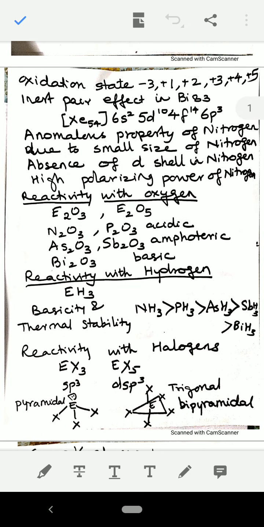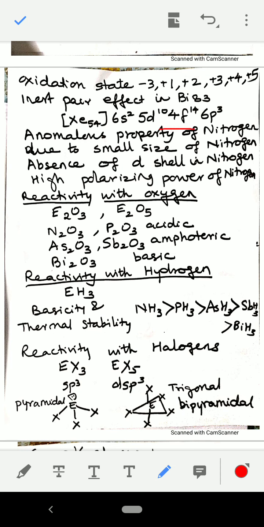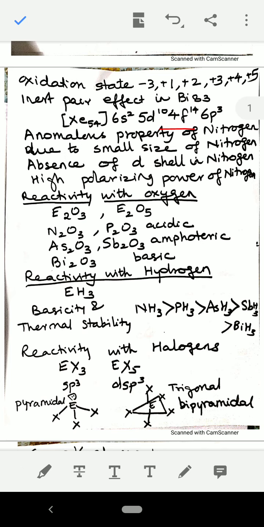Here we talk of oxidation states for group 15 elements, which range from -3 to +5. Bismuth shows the inert pair effect because the 5d10 and 4f electrons cause the shielding of 6s2 electrons. The anomalous property of nitrogen is due to 3 important properties: small size of nitrogen, absence of d shell in nitrogen, and high polarizing power of nitrogen.